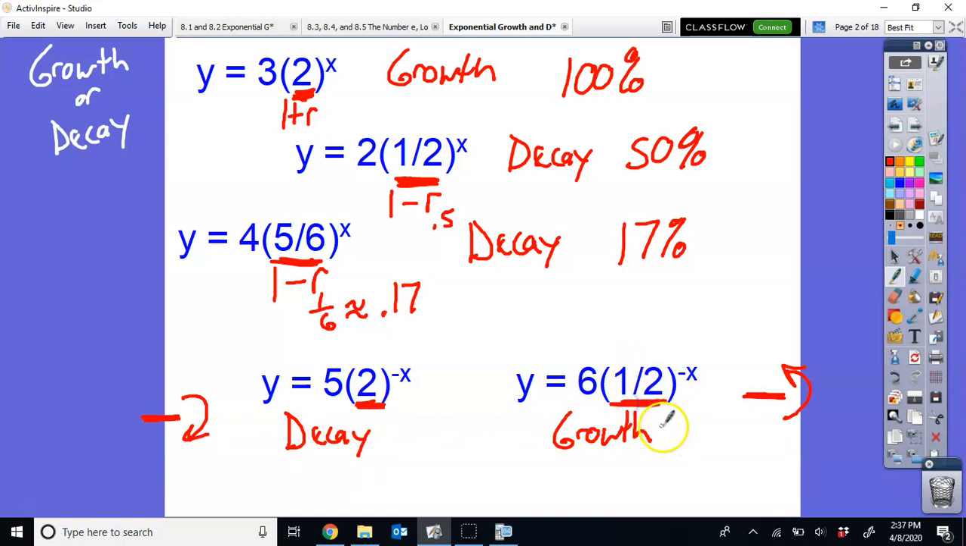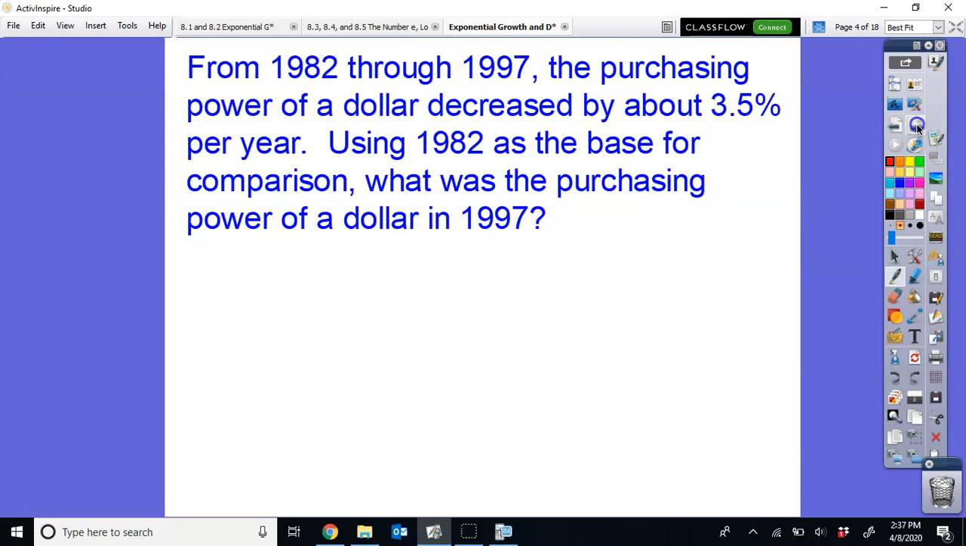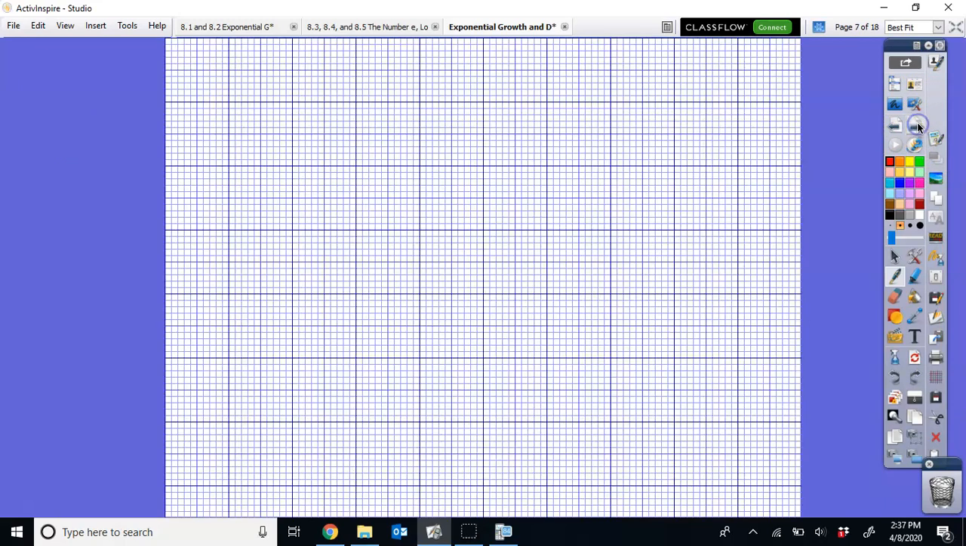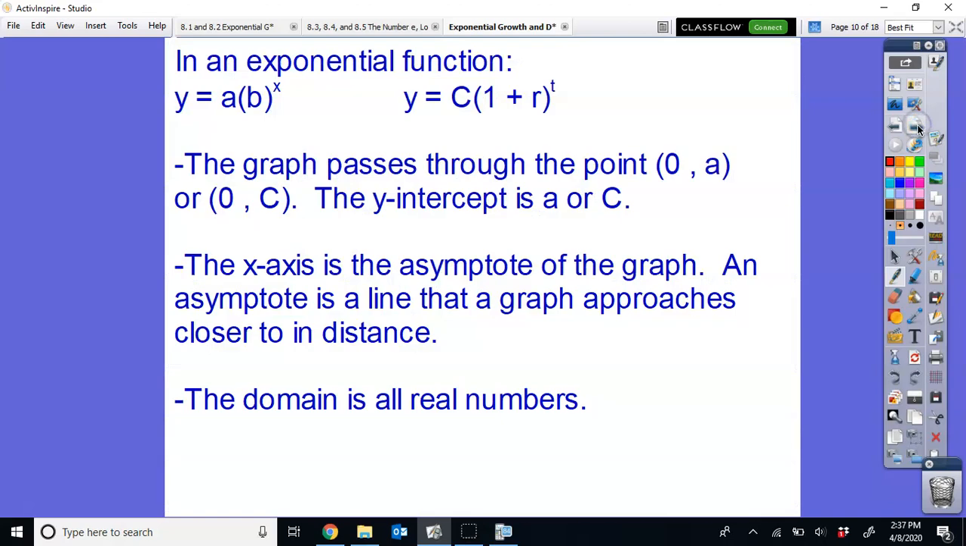The 1/2 makes me think that it's decay, but the negative exponent flips it and makes it move up to the top to make it growth, actually. So these two guys right here are a little weird. So I wanted to show you those. You don't see them a lot, but I wanted to show you those so you can be aware of that possibility happening. All right, so let's move into another little example of graphing.